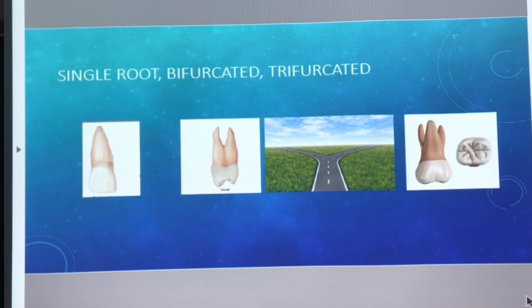And so the upper teeth are either single, double, or triple. Okay, a single root, a double root, a triple root. On the lower, it's just the single roots and the double roots. So you have single root, bifurcated, and trifurcated.